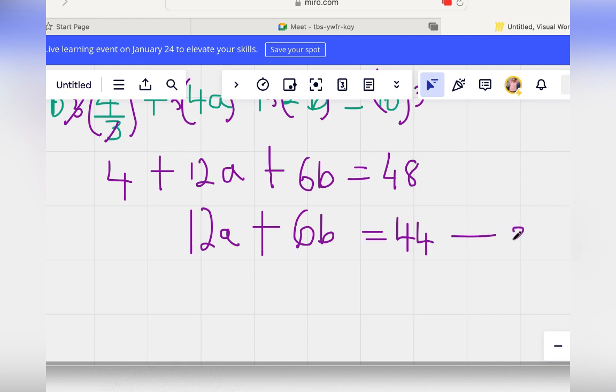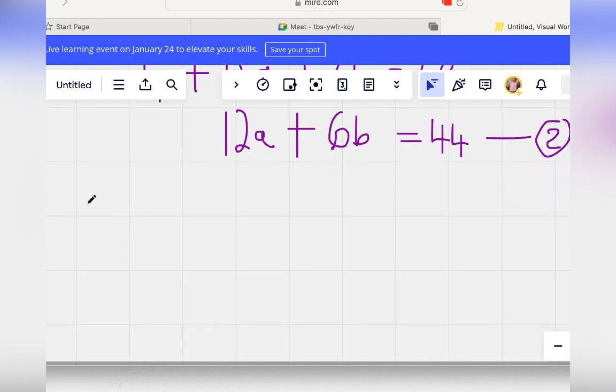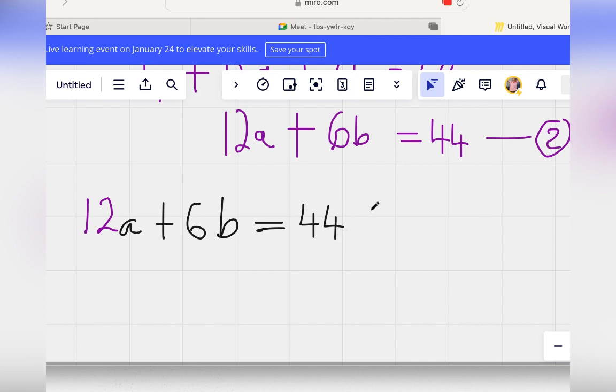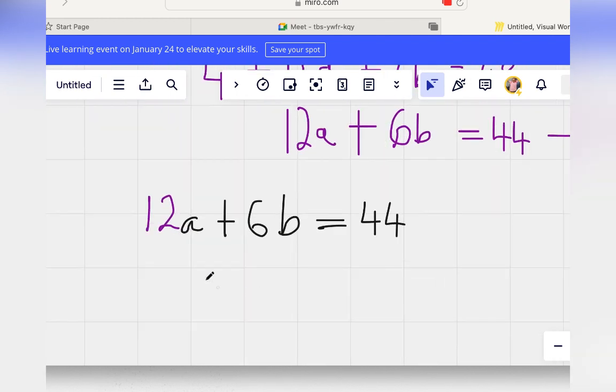Remember, now we have simultaneous equations, so we're going to solve them. We bring them together now, and then we solve. So I write this equation 2. This is bigger, so I write it first. Solving the simultaneous equations, I have 12a plus 6b equal to 44. And then we write equation 1. Equation 1 was what? We can scroll up to see equation 1. Equation 1 was 6a plus 6b equal to 34.